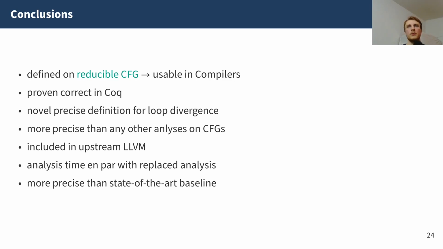To conclude, we deliver a divergence analysis on reducible control flow graphs that is proven correct in Coq. To this end, we suggest a novel definition of uniformity, in particular on the uniformity of loops. Our analysis is upstream in the LLVM compiler, which proves the practicability of our approach. Our evaluation shows that our analysis discovers more uniform variables than the state-of-the-art baseline without any analysis time slowdown.